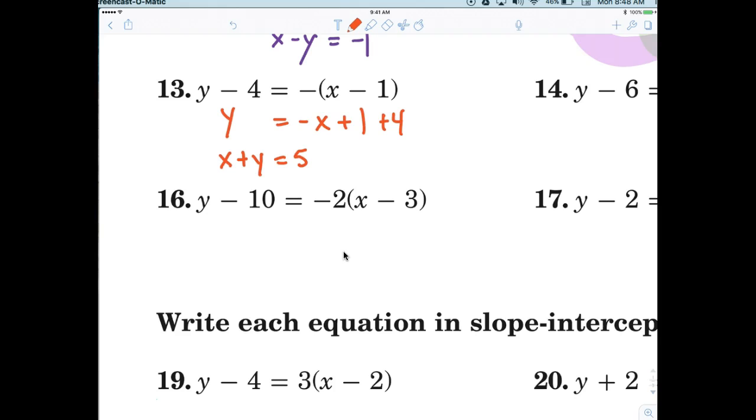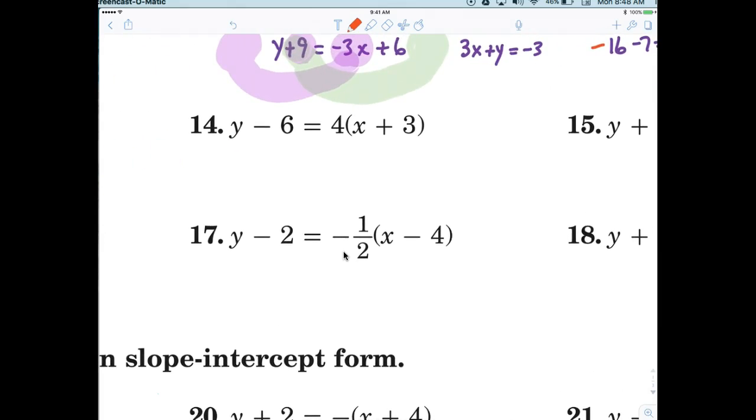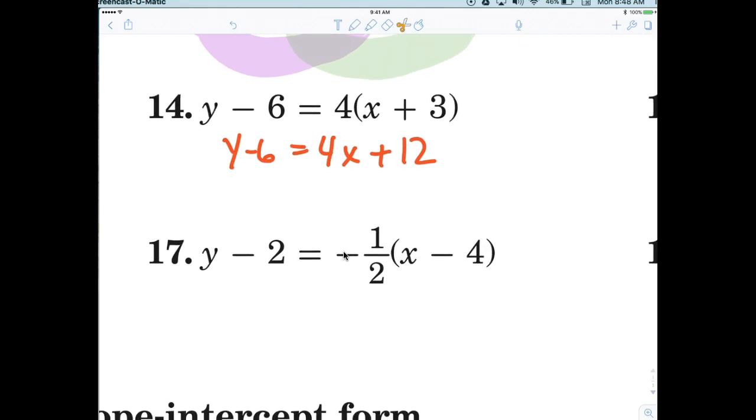All right, 14. Here we go. Distribute the 4. y minus 6 equals 4x plus 12. What do I need to move? The y has to move. So I'm going to pick the y up and put it over here, and it becomes what? It becomes negative. I'm going to pick the 12 up and move it over here, and it becomes what? Negative. Come on, guys, that was easy.